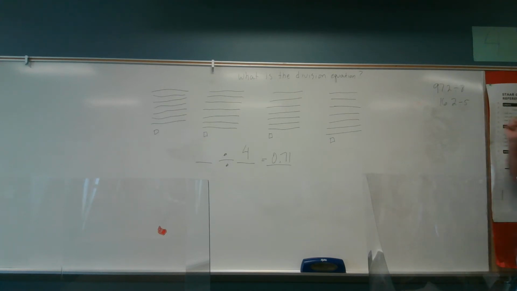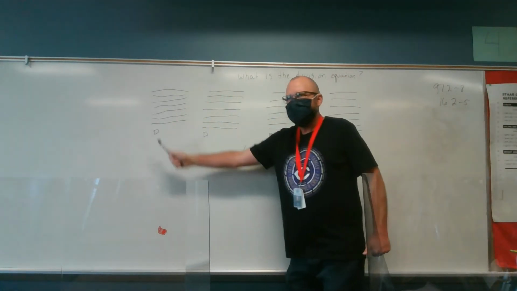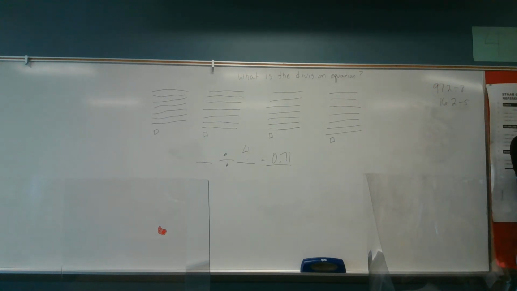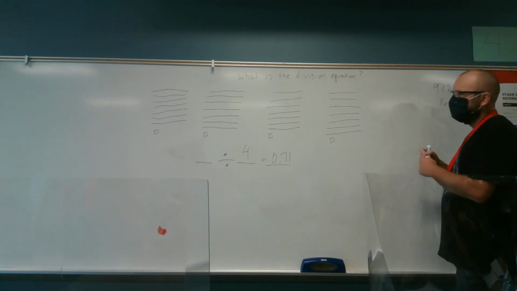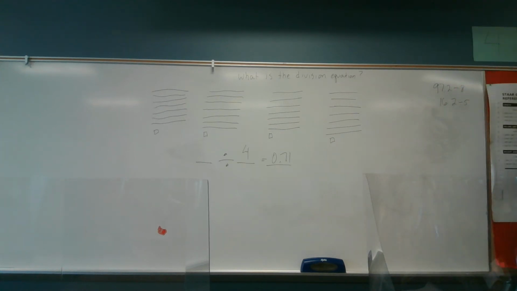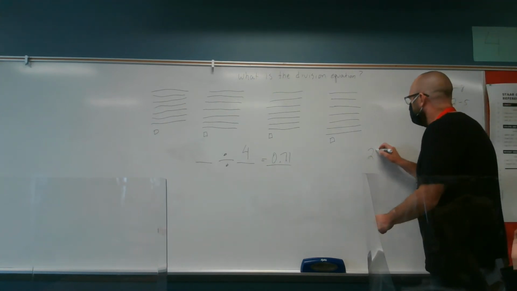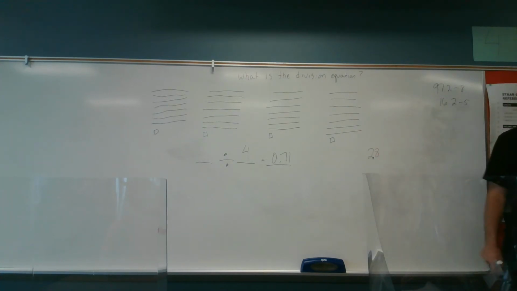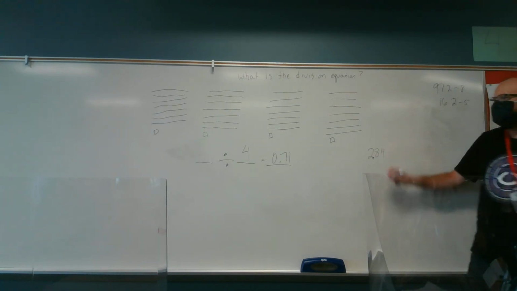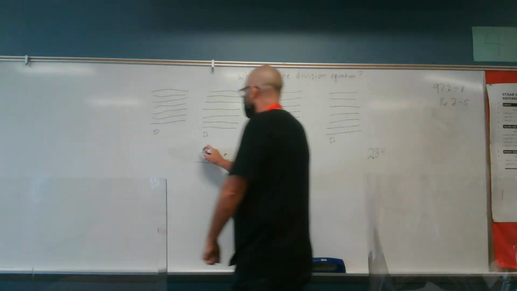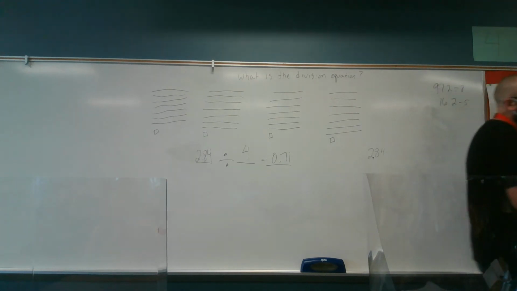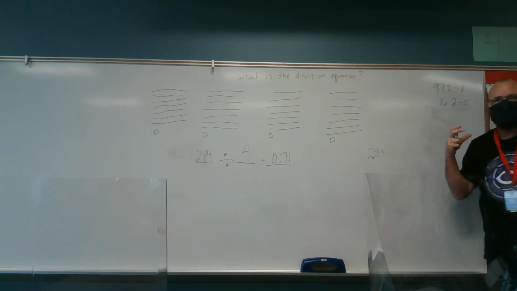So what is the total amount here? Braden? 28.4. Not 28.4. 28/10, which is the same as saying 2.8, and 4/100. So 2 and 84/100 is what is being divided into 4 groups.